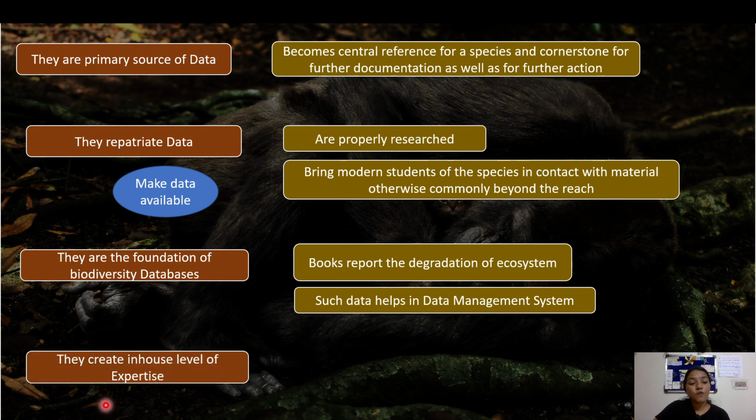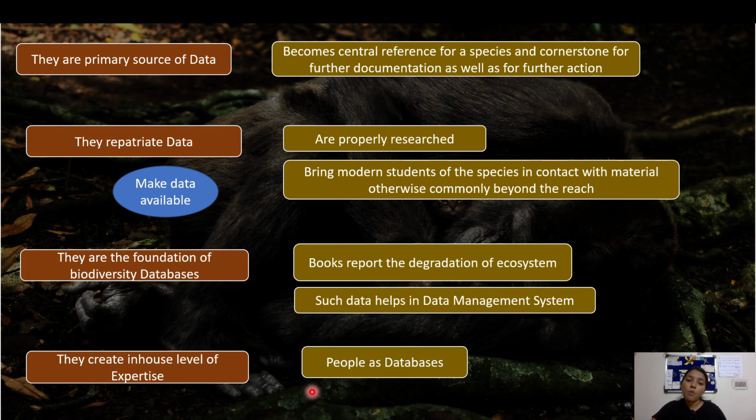They create in-house level of expertise. What is in-house level of expertise? For example, say there is a plant taxonomist. A plant taxonomist will know everything about the plants of a particular area. So here people access the database. When people start doing surveys, they become experts in that topic because they will know every plant or animal they come across, since they have been surveying for long. So the people themselves act as a database. They are the experts who give us the final red list for the Red Data Book.